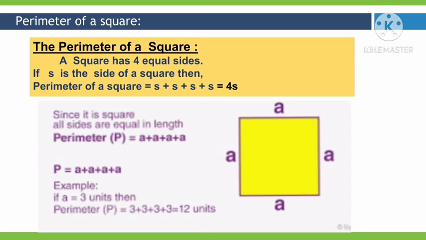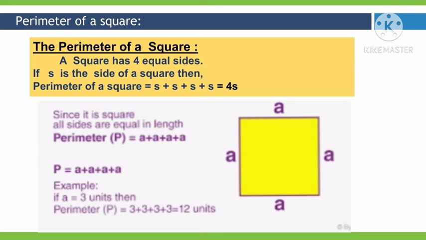Now we are going to learn how to find the perimeter of a square. I hope everybody knows a square is a four-sided figure in which all the four sides are of the same length. So in order to find the perimeter, we need to add all the four sides and all four sides are equal. So we can get the perimeter by multiplying the side by 4.